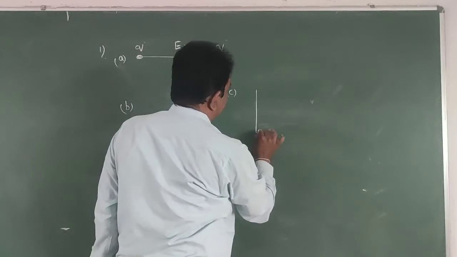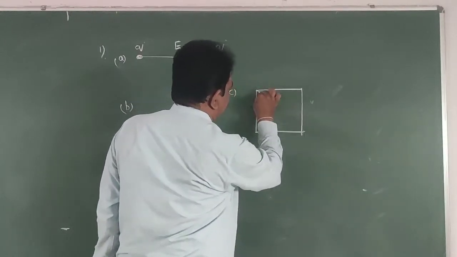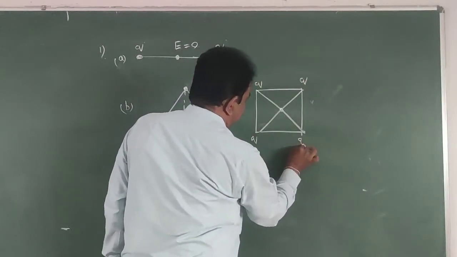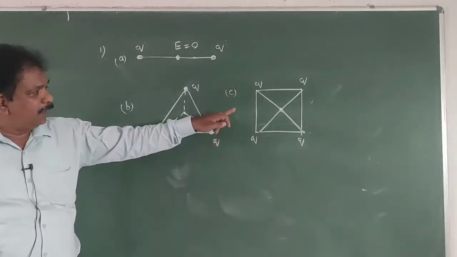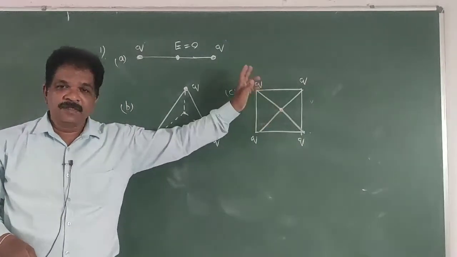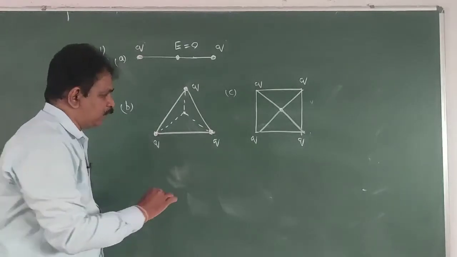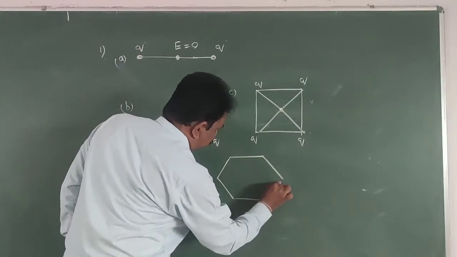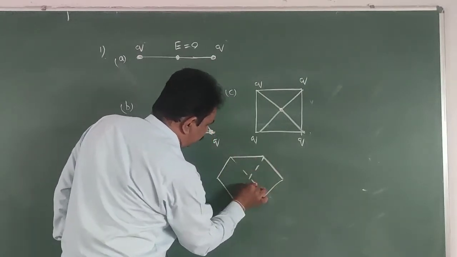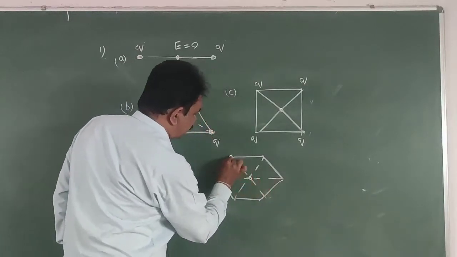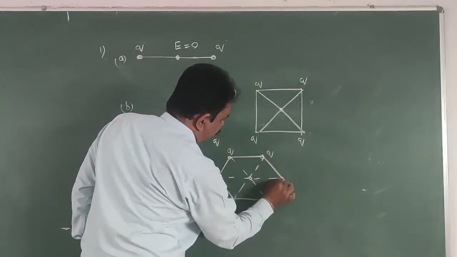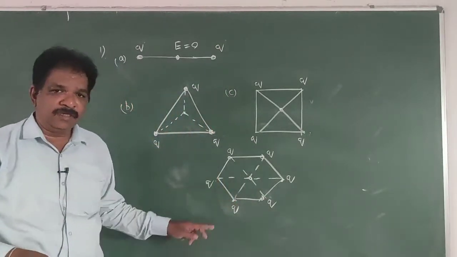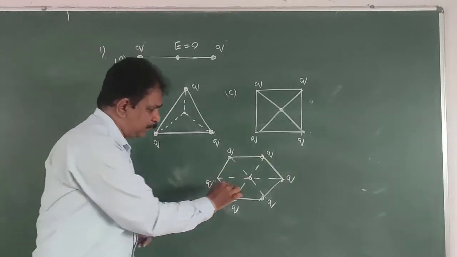Next, there is a square. At the point of intersection of diagonals, if we keep four identical charges, the net electric field will be equal to 0. If it is a hexagon, exactly at the midpoint, if six charges are placed at the six corners of that hexagon, the net field will be equal to 0 at this midpoint.